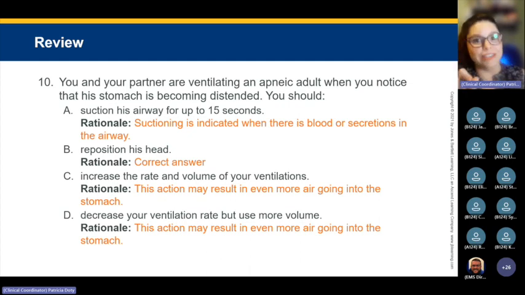Suction is only indicated when there's something there to suction out. There's nothing there yet. Keep going and there will be. Increasing the rate and the volume is not really going to do anything. You're just putting more air into the stomach. And the same thing with decreasing your ventilatory rate but using more volume. That doesn't make a whole lot of sense. You're still going to put more air in the stomach. So all of the above, but repositioning the head is the most correct answer.